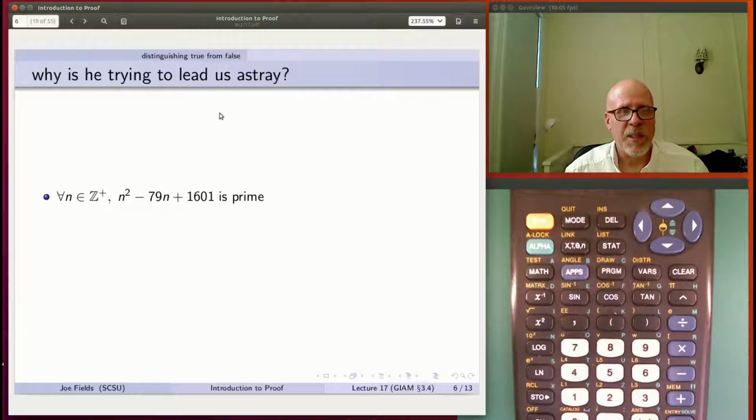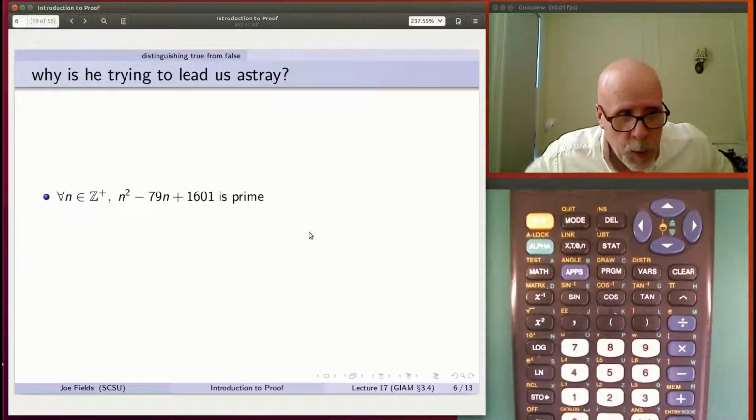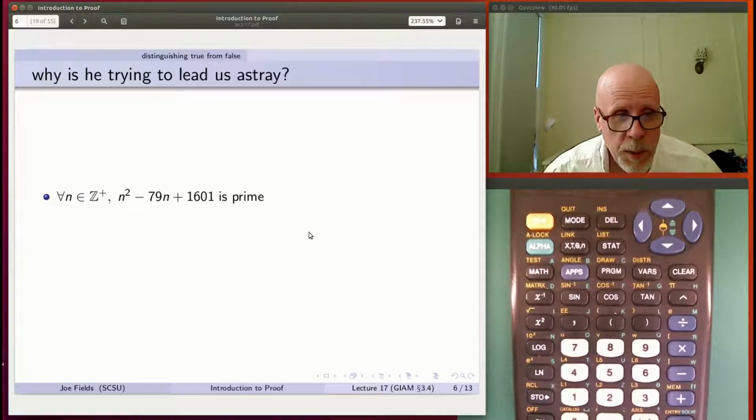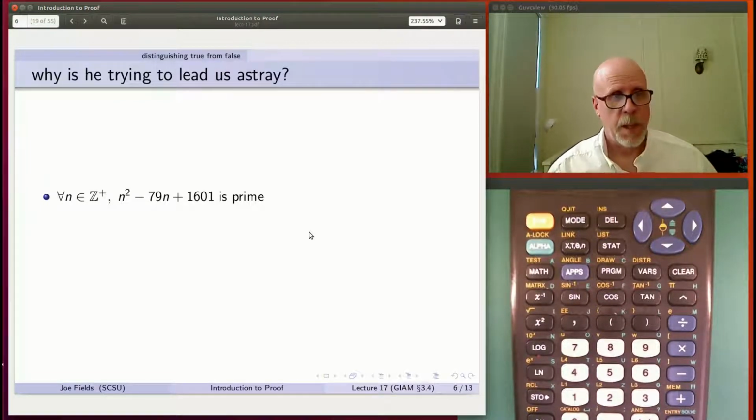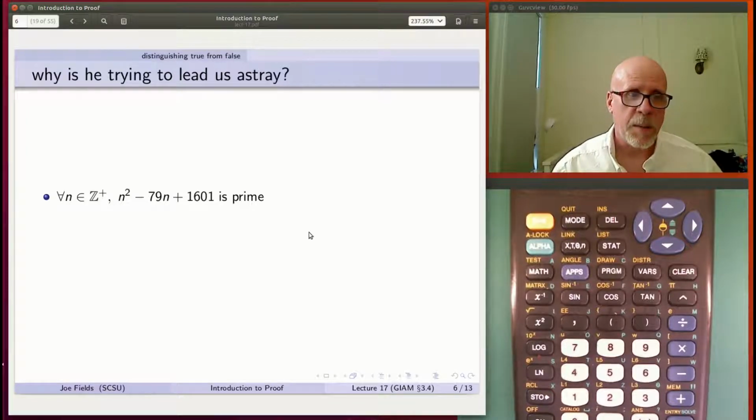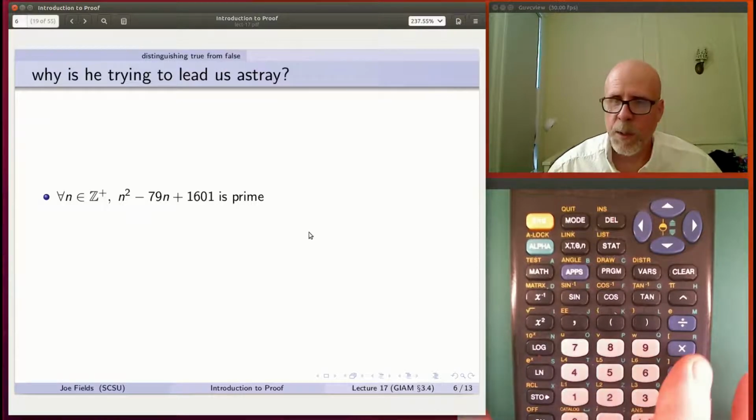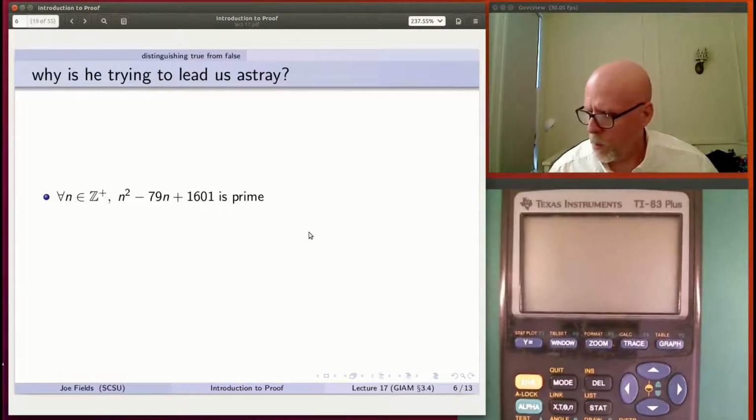Title of this: Why is he trying to lead us astray? Well, I'm not. I'm trying to get you to become good lie detectors, good people that notice when things are not really correct. So here's a really interesting example of a prime generating polynomial. n squared minus 79n plus 1601 gives a lot of primes, but I've said this a bunch. It's not likely that you're going to come up with a simple formula like that that actually produces nothing but primes. Let's play with the calculator a little bit though on this.